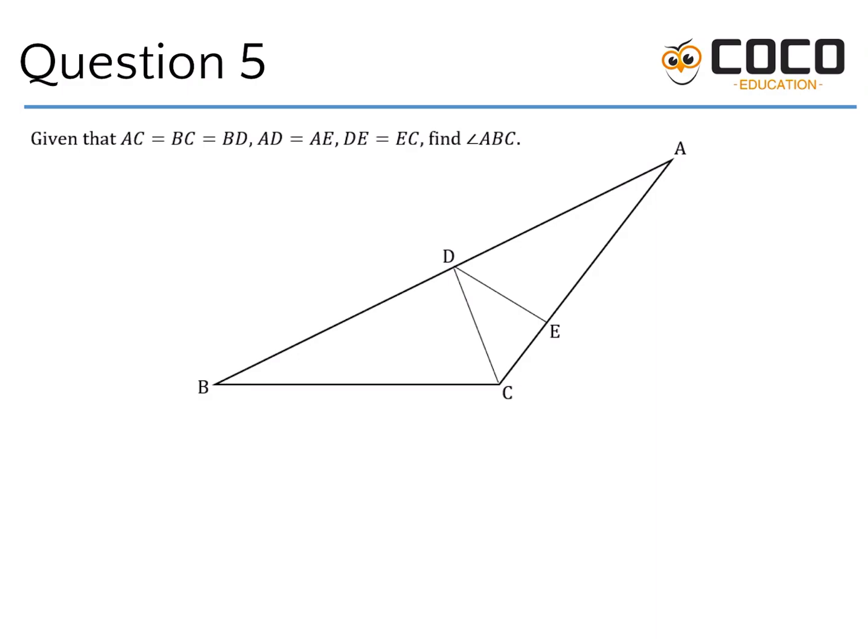So question 5. To solve this one, let's make use of the isosceles triangles. Let's start from the smallest one. DE equals to EC. So we can let these 2 angles be 1U. Then we look at the exterior angle of the triangle. This exterior angle equals to the sum of these 2 interior angles. So that's 2U. Now, because AD equals to AE, triangle ADE is isosceles. This is also 2U.